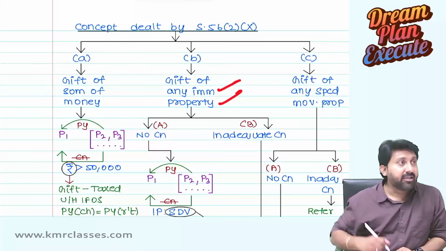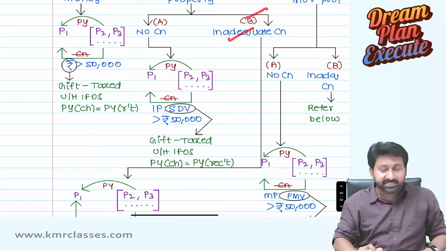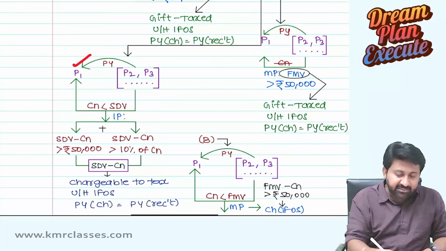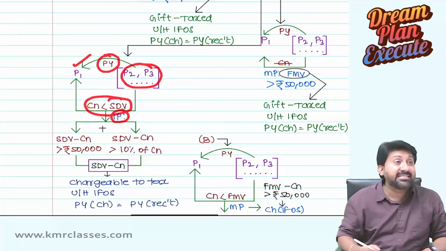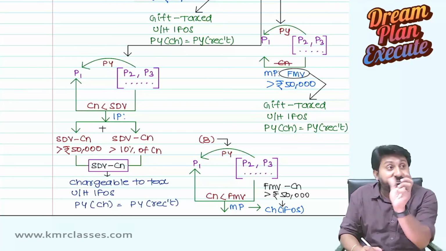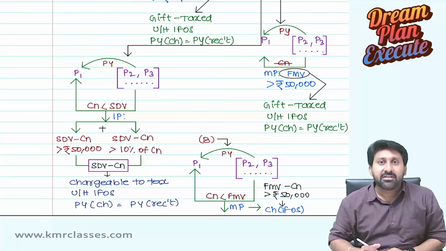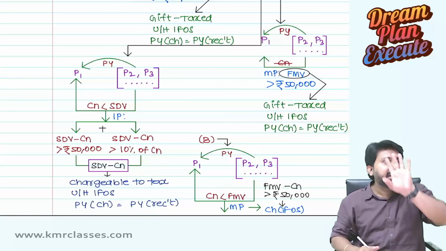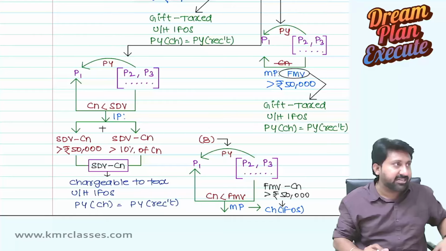Section 56, subsection 2, clause 10, subclause B, item B. What does it say? Where any person receives from any person or persons during the previous year any immovable property, and consideration is given but is less than stamp duty value, the difference should exceed 50,000. See, consideration 1 lakh, stamp duty value 1,60,000, difference 60,000. The entire balance 60,000 is there, no? That will be taxed under the head IFOS.